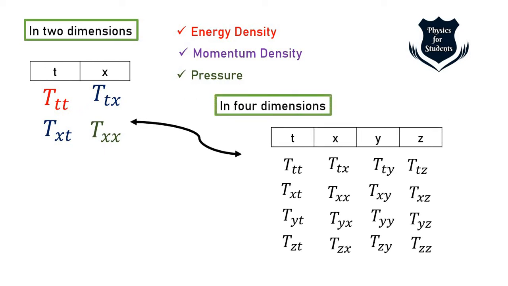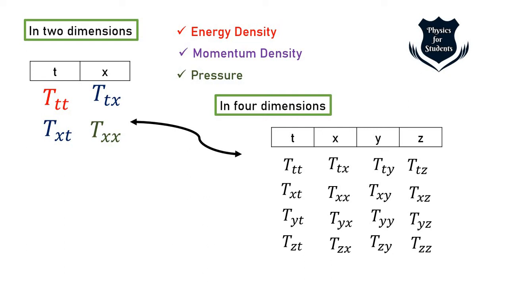Now what if we expand this fully? It leads to something like this. This is a 4x4 matrix, or a tensor, which is actually the stress energy momentum tensor when this component is expanded in 4 dimensions.